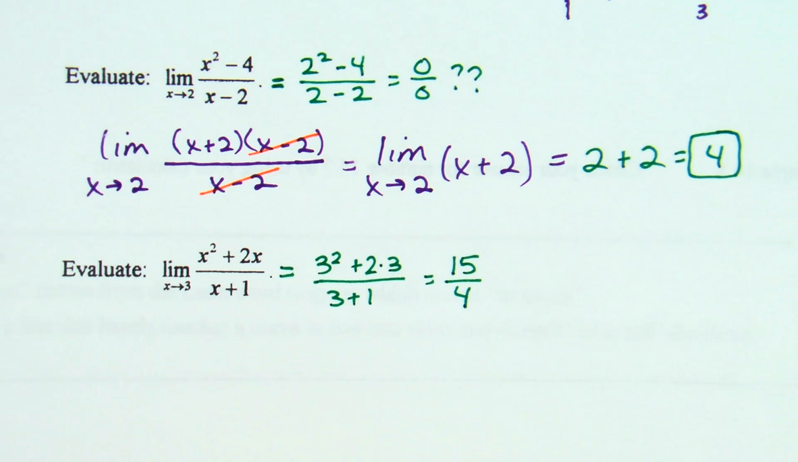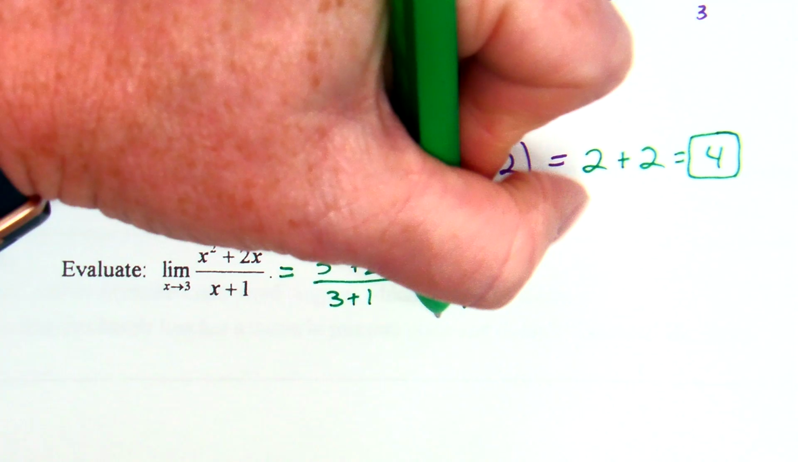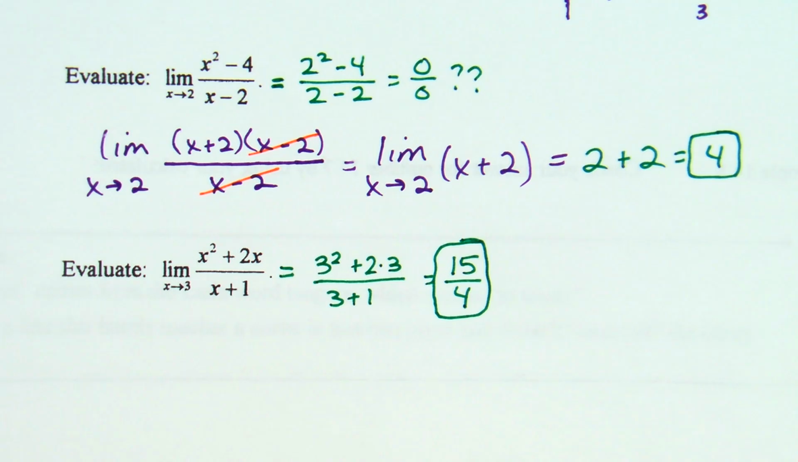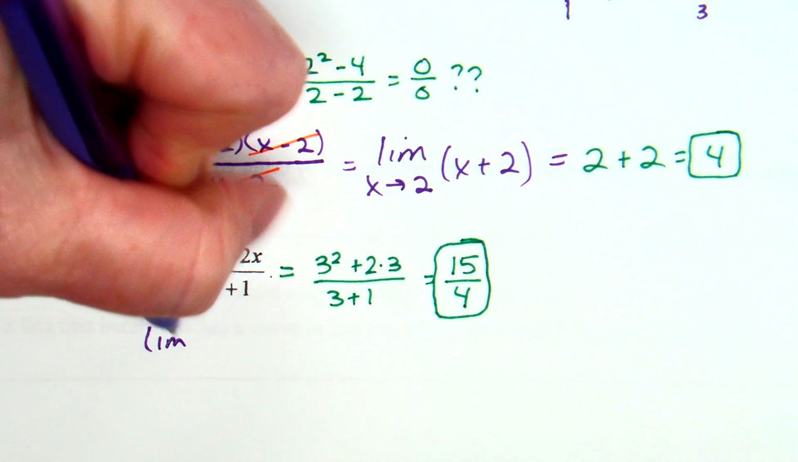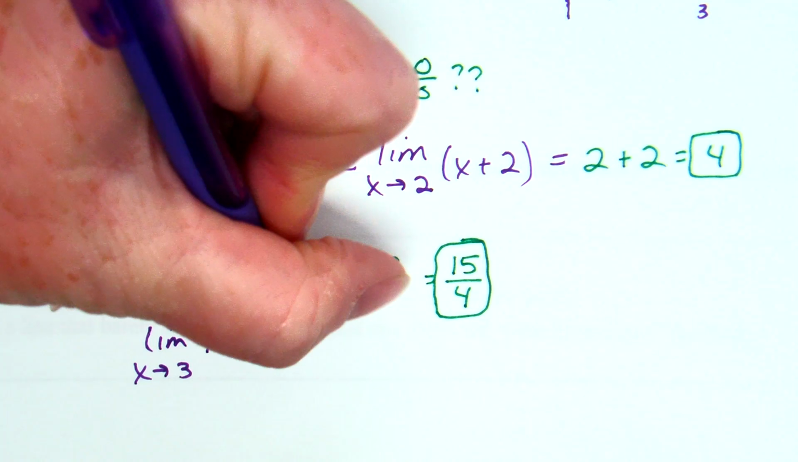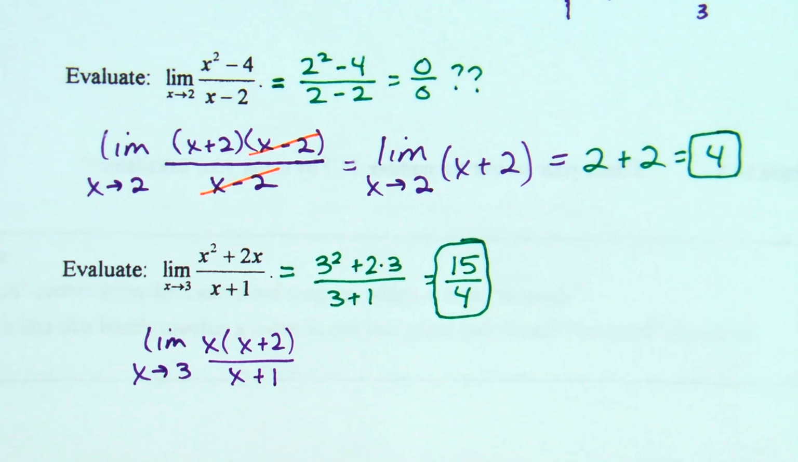I don't know about you guys, but I got an answer, right? It's not any crazy 0 over 0 business, so this one actually works. Could you have factored here? There was one small factoring piece you could have done. You could have factored out a GCF on top and had x times x plus 2 over x plus 1. But did that factoring really do me any good?